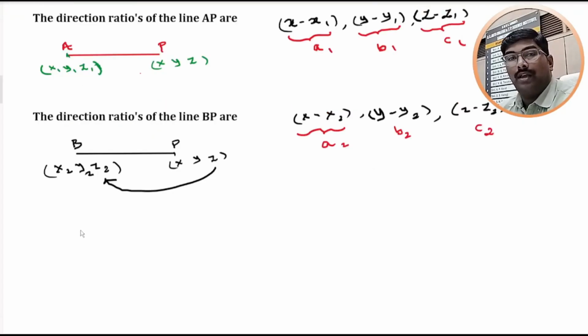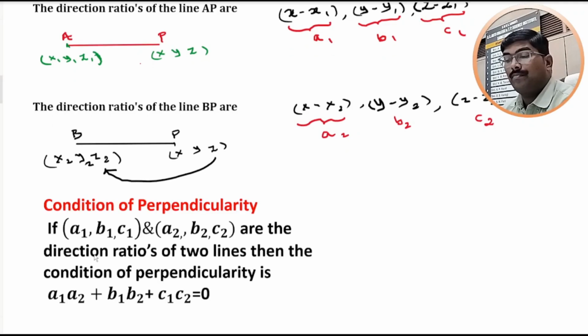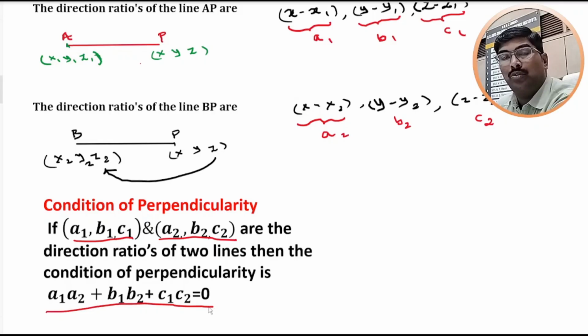Since AB is the diameter of the sphere, therefore AP is perpendicular to PB. Then by using the condition of perpendicularity, if A1, B1, C1 and A2, B2, C2 are the direction ratios of the two lines, then the condition of perpendicularity is given by A1 A2 plus B1 B2 plus C1 C2 is equal to 0. By using this condition, we have to find the equation of the diameter form of the sphere.